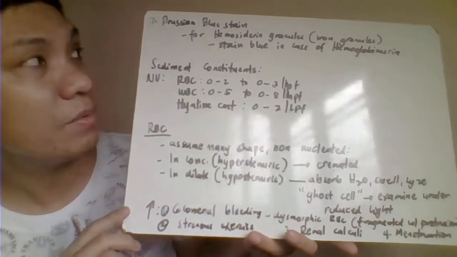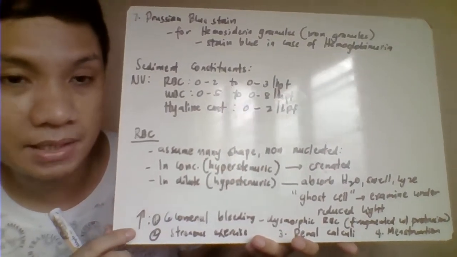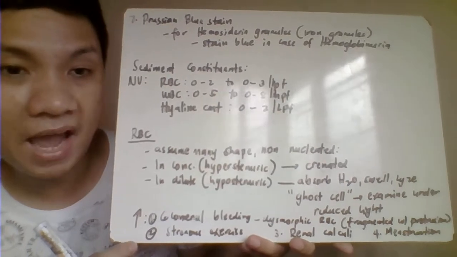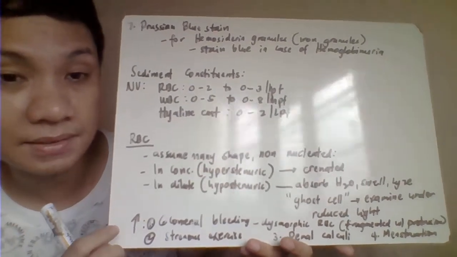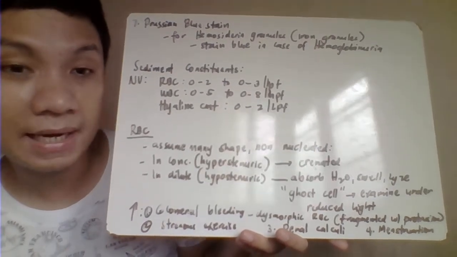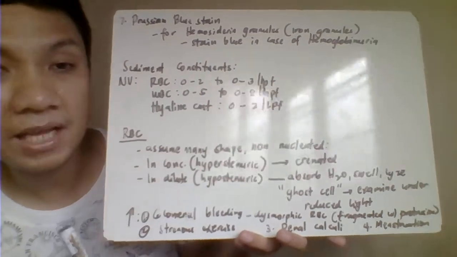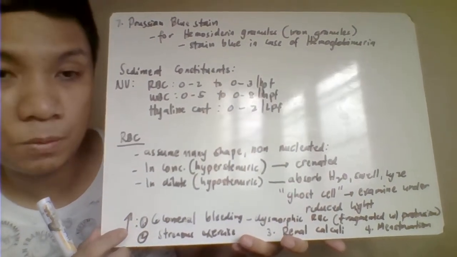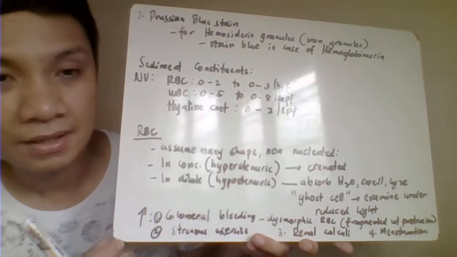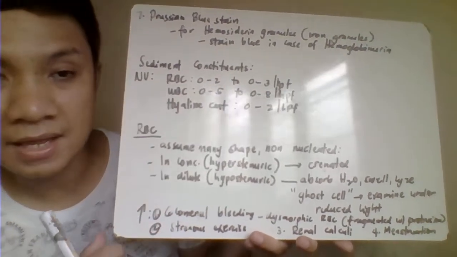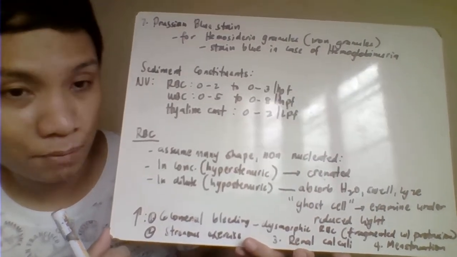Okay, another stain, we have your Prussian blue stain for identification of your hemosiderin granules. Hemosiderin granules are your iron granules. They came from your red cells na nag-rupture or nag-lyse. In the case of your hemoglobinuria, it will be stained blue for your hemosiderin granules with the Prussian blue staining. Okay, now we go to the different sediment constituents present in your urine sample.